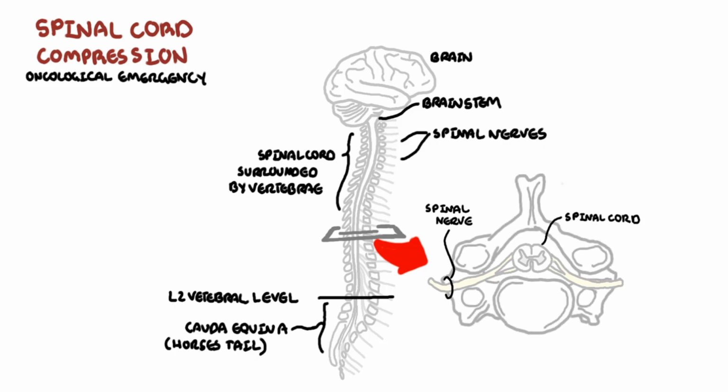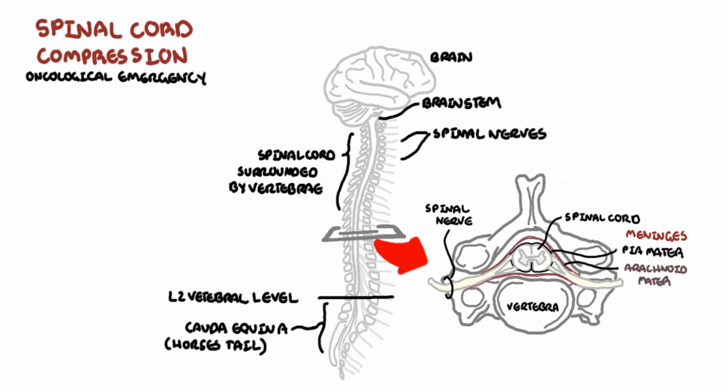Because of its delicate, important nature, the spinal cord is first protected by the vertebrae, the bone, and then also further protected by the meninges, made up of 3 layers. The innermost meningeal layer is the pia mater. Then you have the arachnoid mater, and then the dura mater.